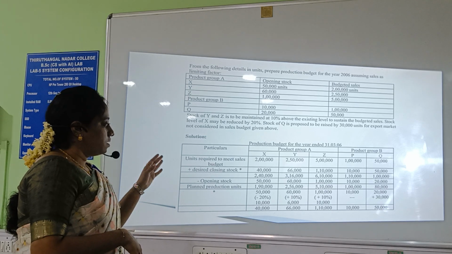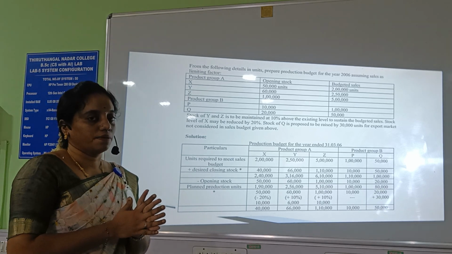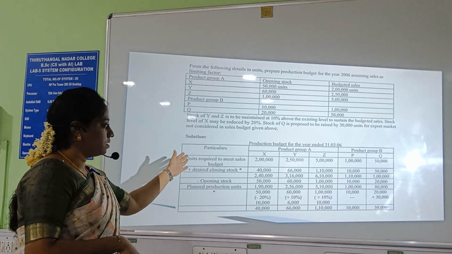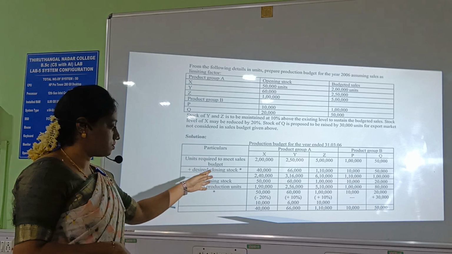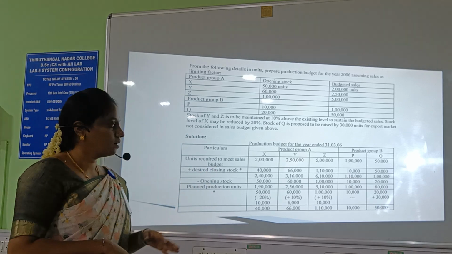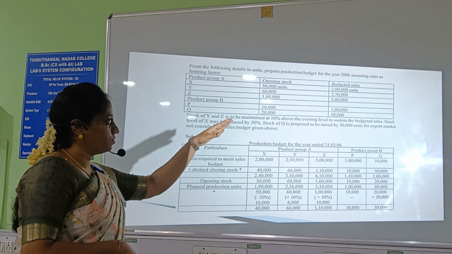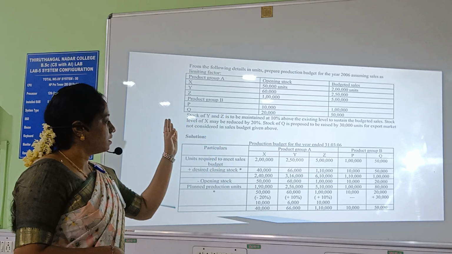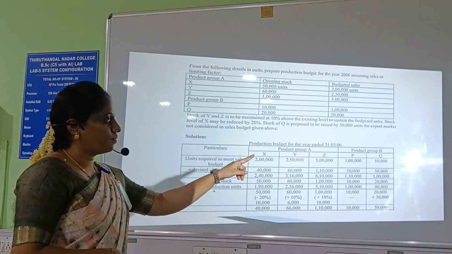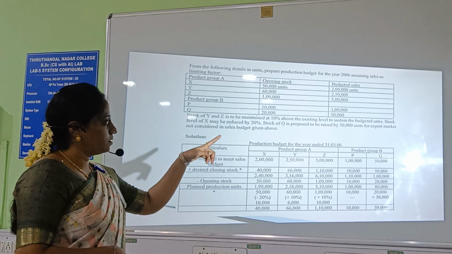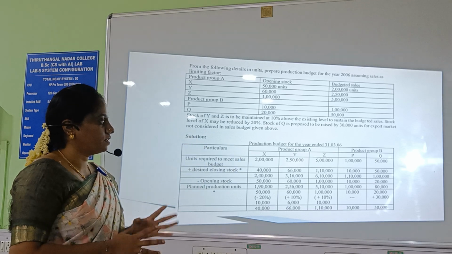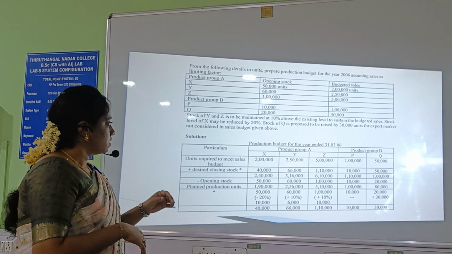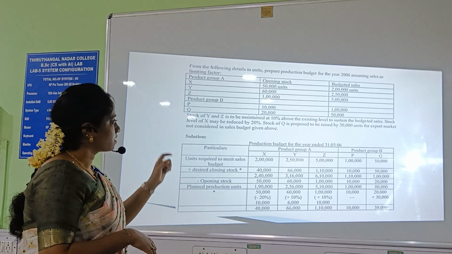First, production budget has a formula. What does that mean? Sales budget plus desired closing stock minus opening stock. So, what is the sales given here? For X it is 2 lakh, for Y it is 2,50,000 and for Z it is 5 lakhs. Under product B we have P 1 lakh and Q 50,000. So we have to add the desired closing stock, which is given here.